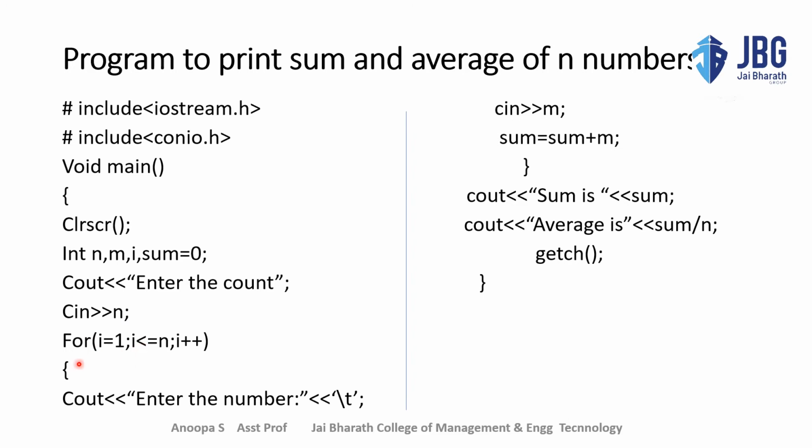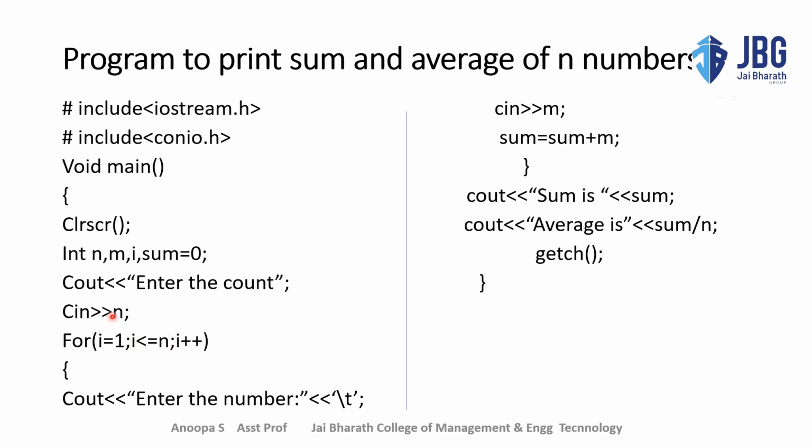Now I am starting the for loop here. This is the initialization expression, this is the test expression, this is the update expression, and this is the body of the loop. From this bracket to this bracket includes the loop body. Now see, for i equal to 1, so initializing the loop control variable as 1, I'm asking enter the number. The count is stored in variable n, right? So I have to check whether it has reached the count n.